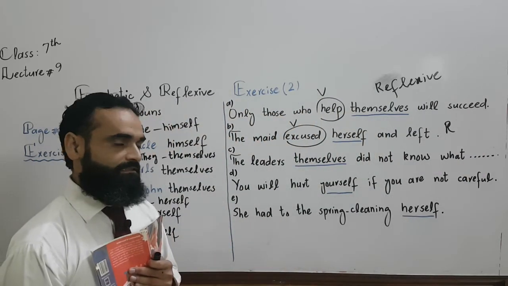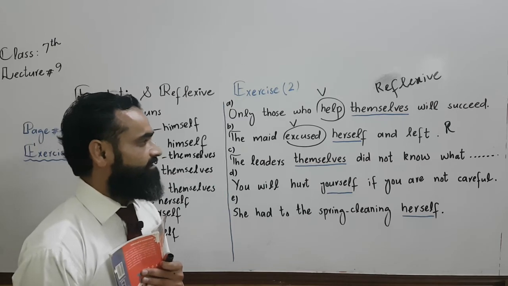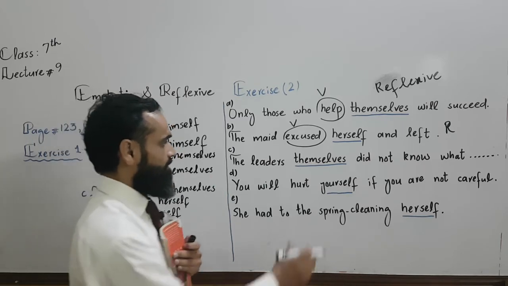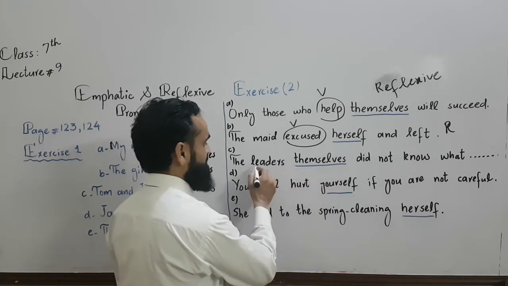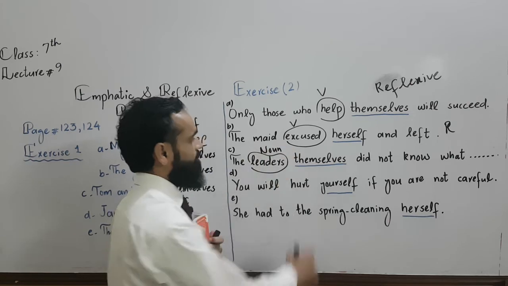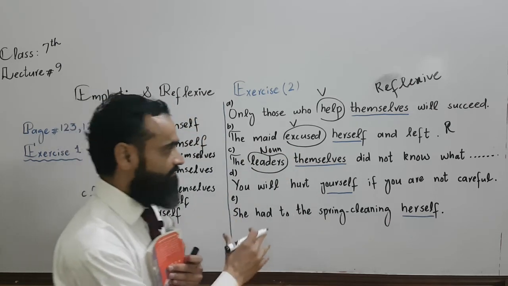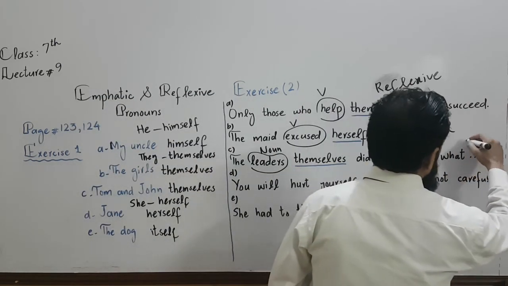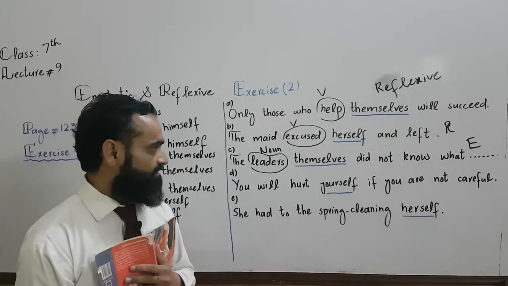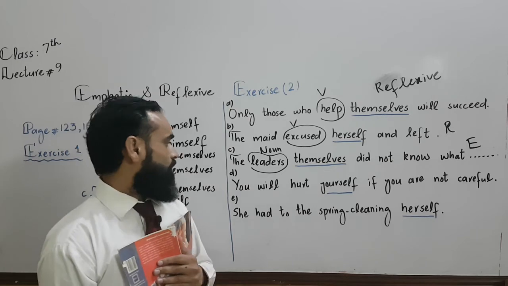In sentence C, the leaders themselves did not know what they were doing. If you see in this sentence, before themselves there is the word leaders, and that is a noun. So now you will treat themselves here as emphatic pronoun. Write E, capital E, or write emphatic pronoun in front of it.